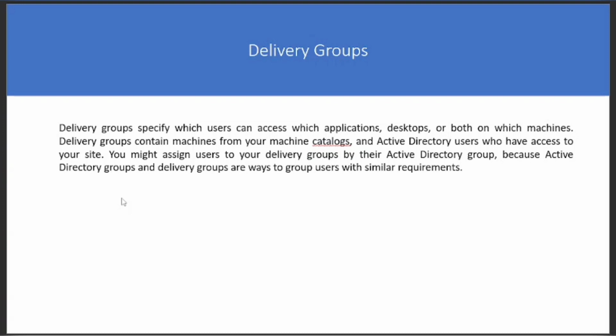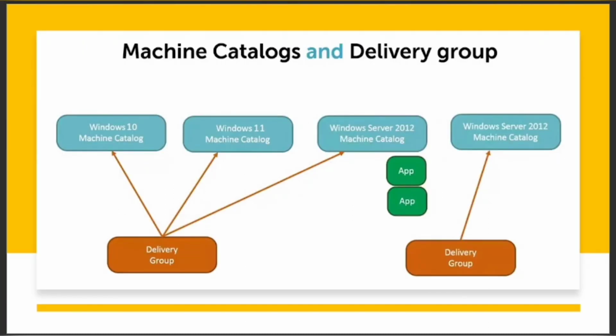Now in the delivery groups we will create different kinds of delivery groups for different types of users. If we have IT users, then we will create an IT delivery group which will be used to deliver only the desktops that IT will be using. So this is a simple diagram of the machine catalogs and delivery groups. As you can see, we have three machines created in the machine catalog. One is Windows 10, one is Windows 11, and one is Windows Server 2012. And now we have a delivery group here.